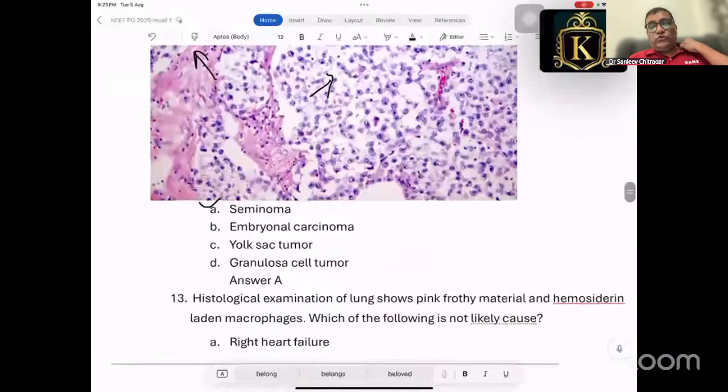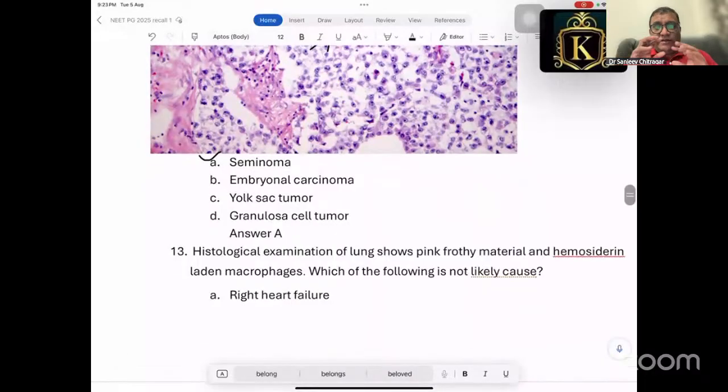Embryonal carcinoma, you will see pleomorphic cells, prominent nucleoli, hyperchromasia, then mitosis, gland-like structures. Yolk sac tumor, Schiller-Duval bodies, hyaline globules, Call-Exner bodies, right?